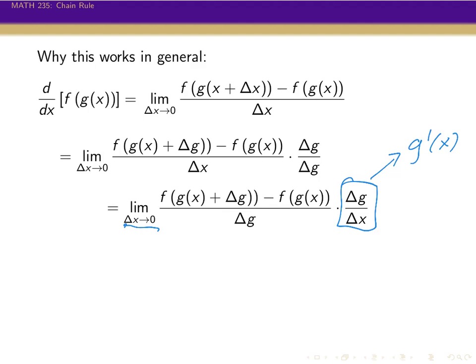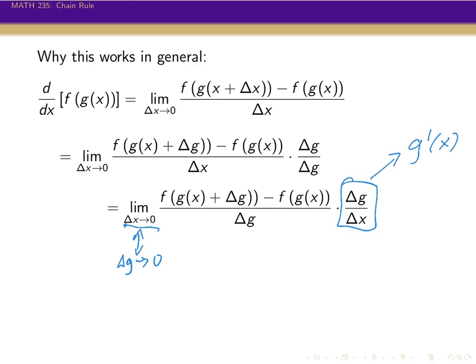And then what we have left over is g of x plus delta g minus f of g of x, all over delta g. Well, we're taking this as delta x goes to 0. One thing to note is that delta x going to 0 means that delta g is going to 0, right? Because g is differentiable, and so it's continuous. And so as delta x goes to 0, the difference between the g's is also going to 0.